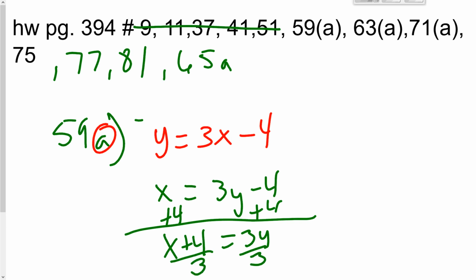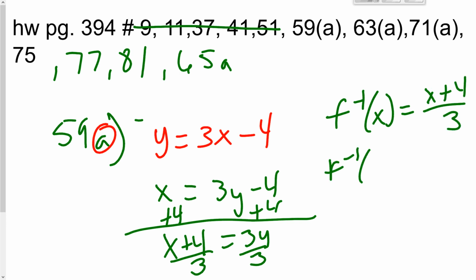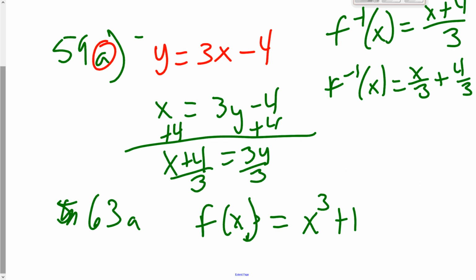And then we divide by 3. We can leave it like that. So f inverse of x is x plus 4 all over 3, or I can separate it and divide each of those by 3. So any one of those is the same thing.